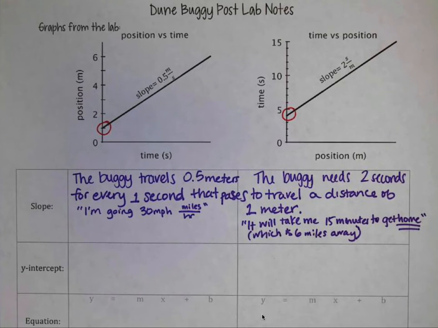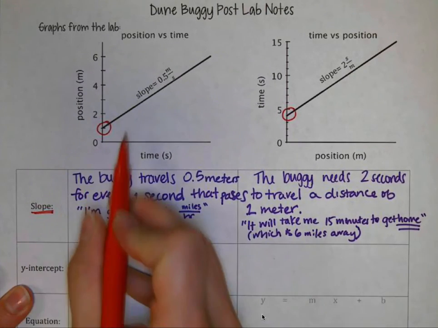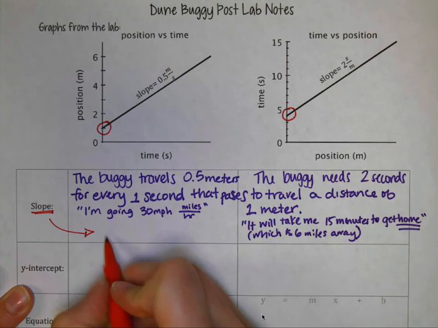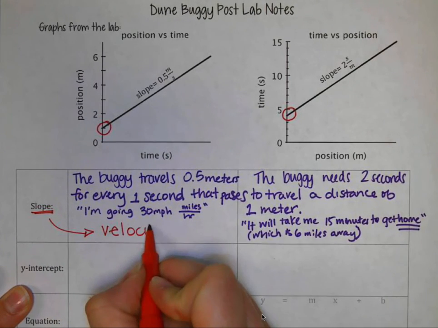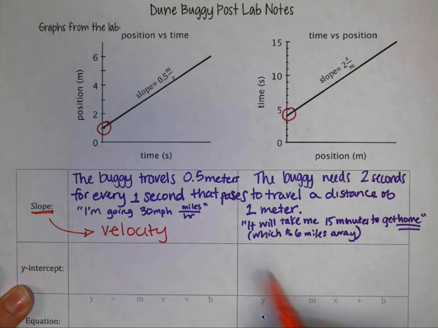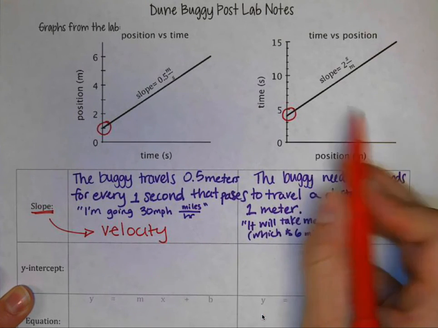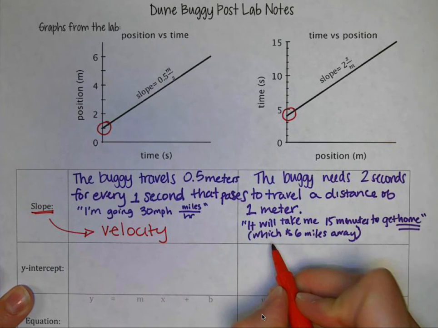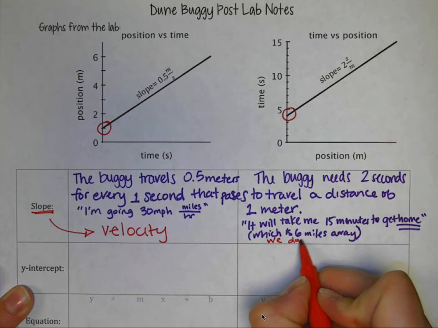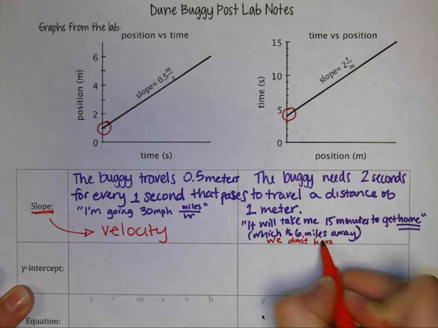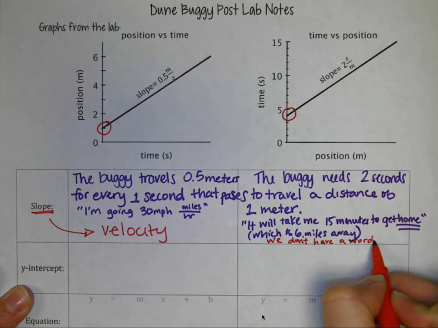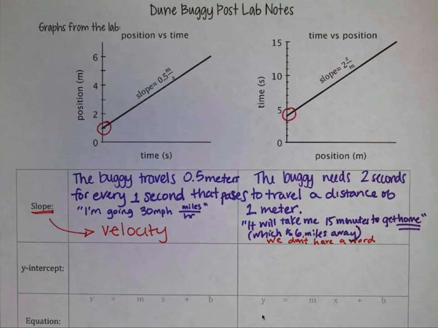All right, for what this actually means, which we talked about in class, the slope on the position time graph, the one right here, means velocity. And the slope for the time versus position graph, we don't have a word. Nothing in our language that we use to describe saying, it will take me 15 minutes to get this distance.